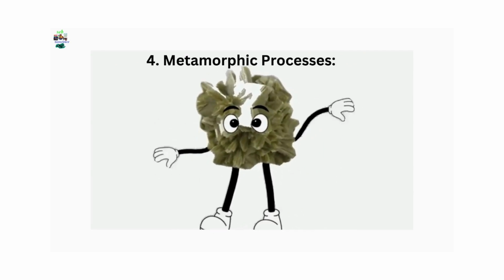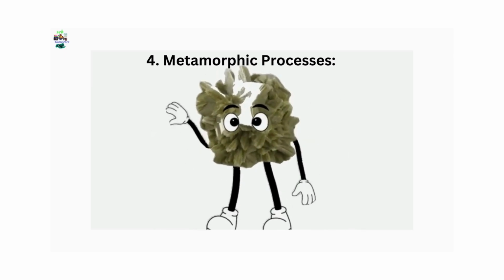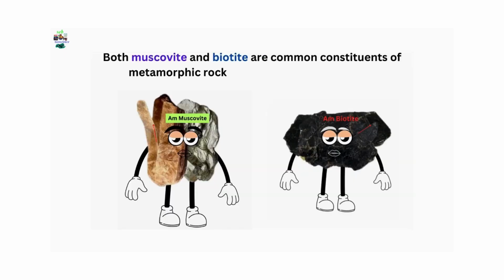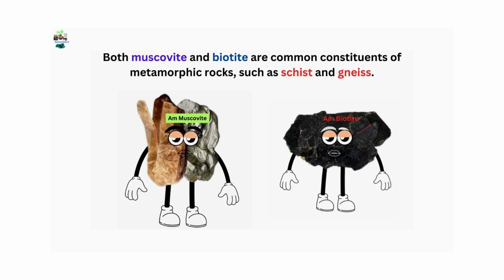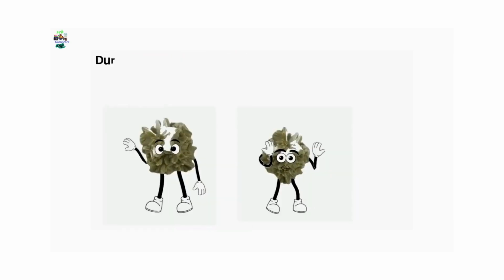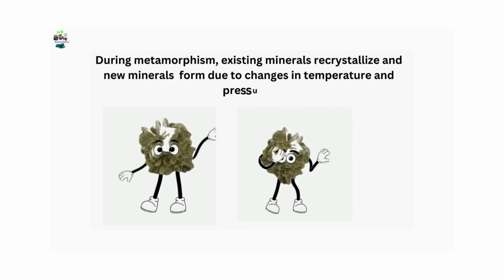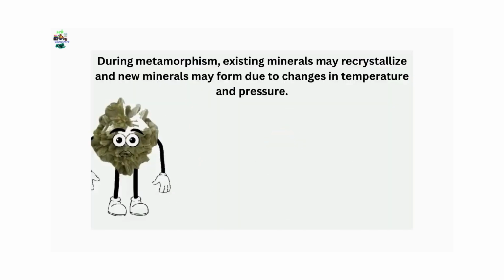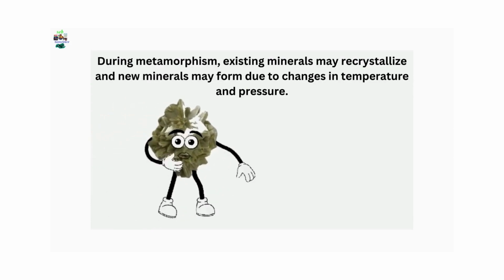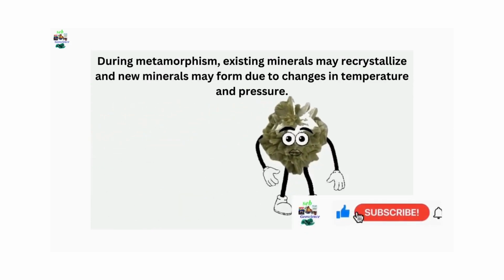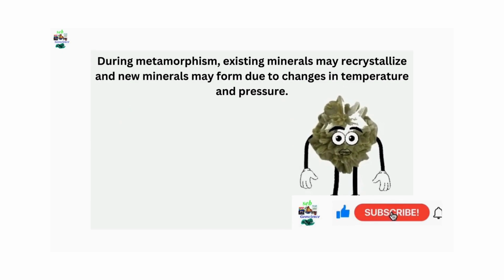The fourth important paragenesis of mica minerals is the metamorphic process. Both muscovite and biotite are common constituents of metamorphic rock, such as schist and gneiss. During metamorphism, existing minerals may recrystallize and new minerals may form due to a change in temperature and pressure.